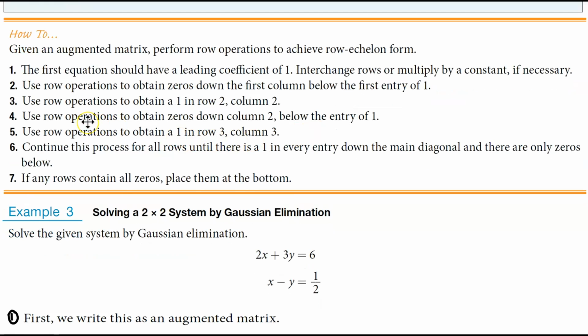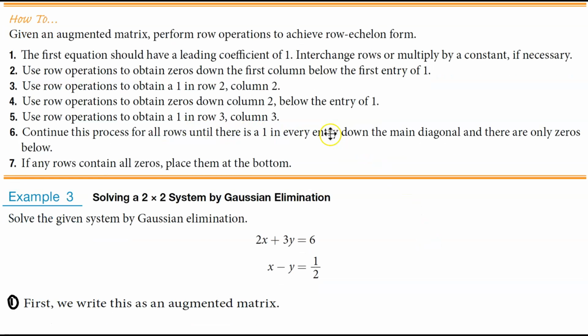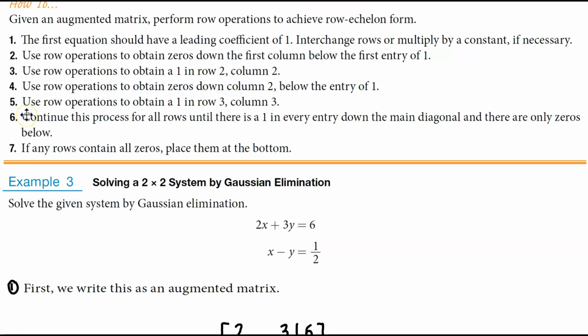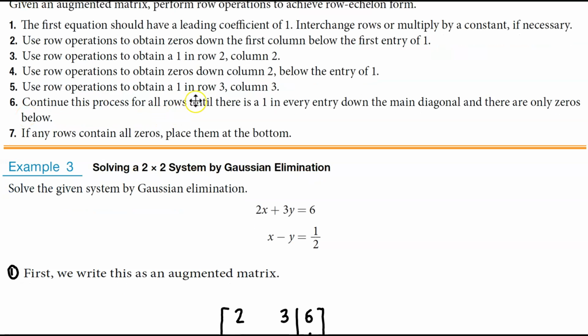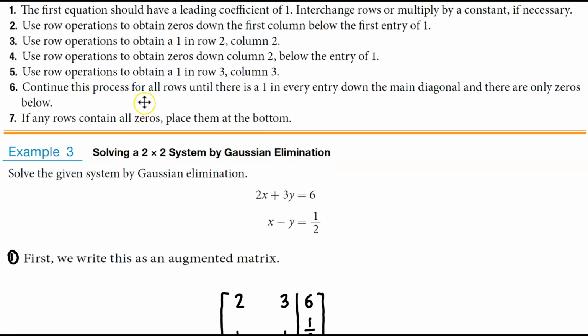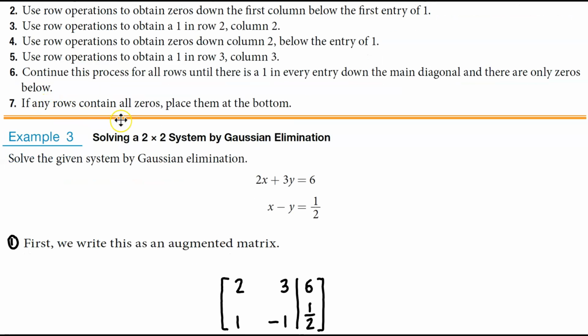Number 3, you're going to use row operations to obtain a 1 in row 2, column 2. And then you're going to use row operations to obtain zeros down column 2 below the entry of 1. Step number 5, you're going to use row operations to obtain a 1 in row 3, column 3. You would continue this process for all rows until there is a 1 in every entry down the main diagonal and there are only zeros below. In step 7, if any rows contain all zeros, then you place them at the bottom.